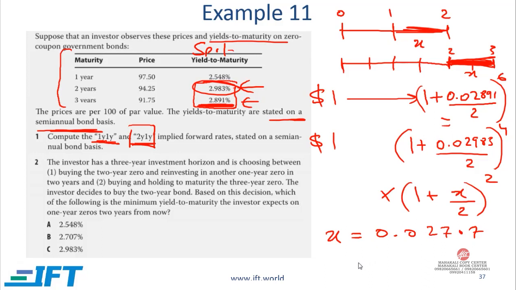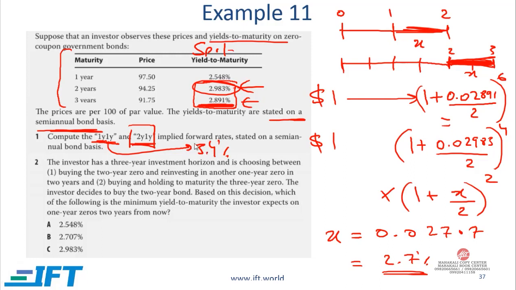0.02707, which is 2.7% roughly. Okay, so make sure you can do this, and you can use the same logic to also do the 1y calculation, and there you will get approximately 3.4%.